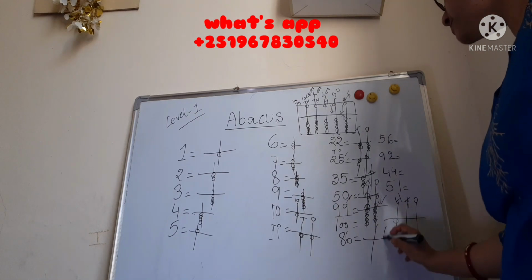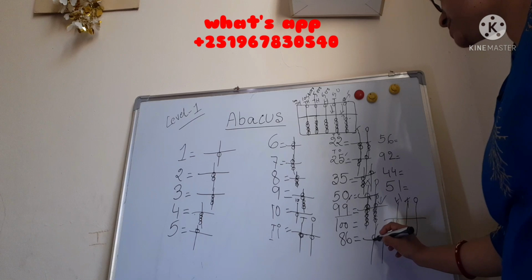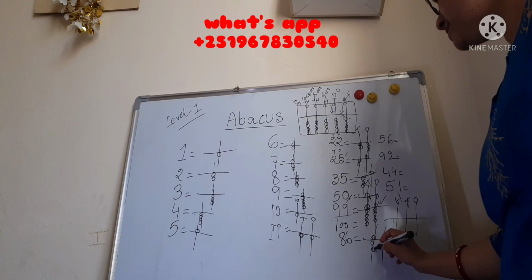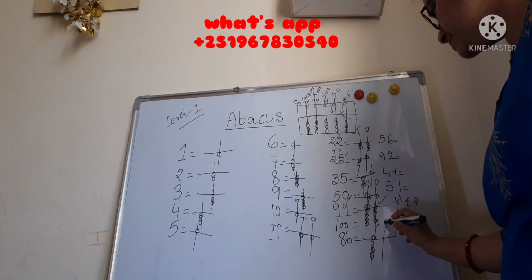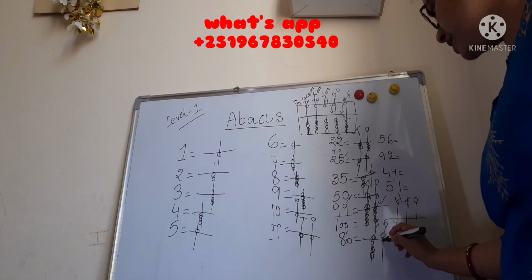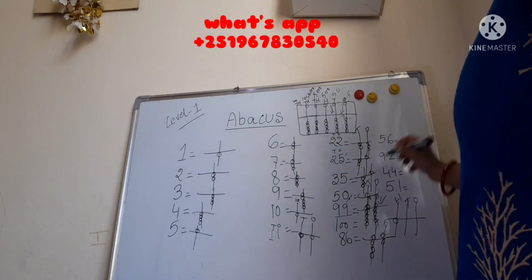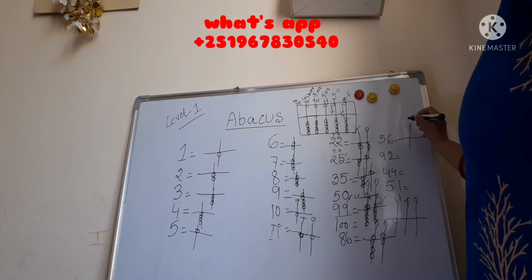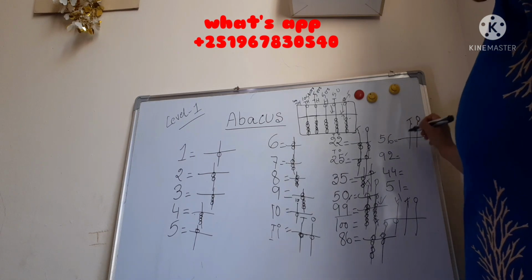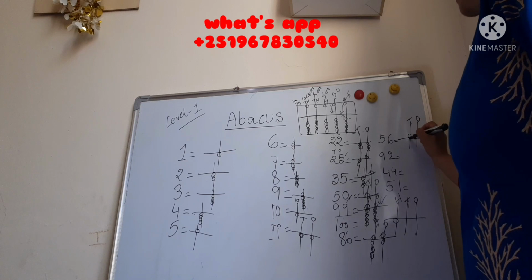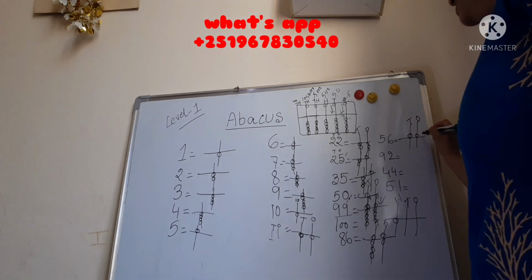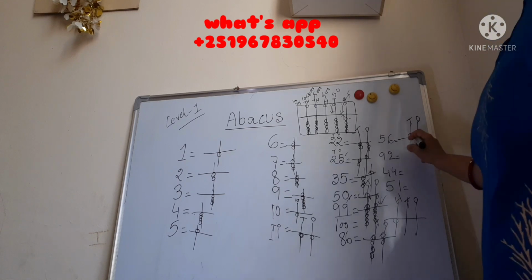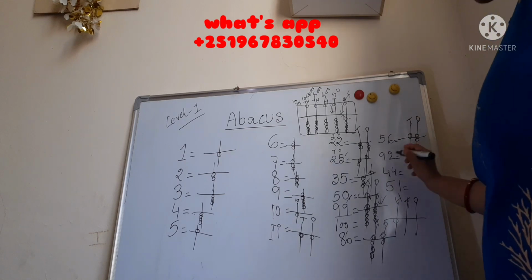86 means this is 50, 60, 70, 80. This is 80, the tens value, and ones place 6 means 5 and 6. This is called 86. Now 56: tens place, ones place, 50. This is 50 and 6, which means from up 5. This is 5, 6. So this is called 56.